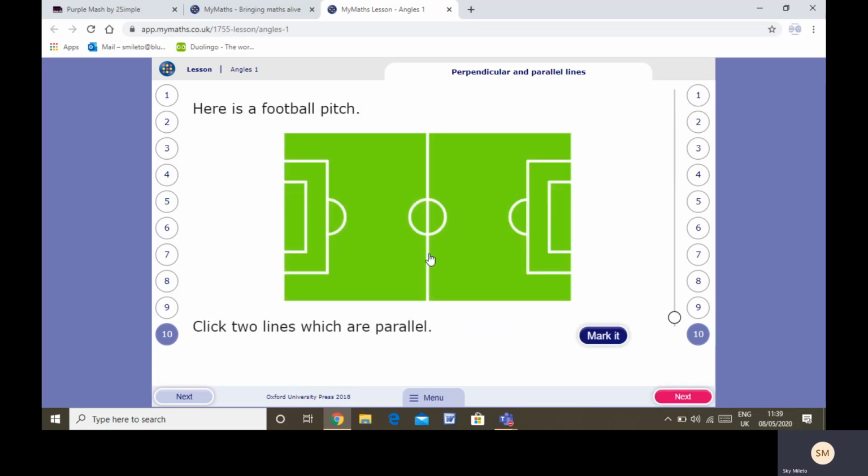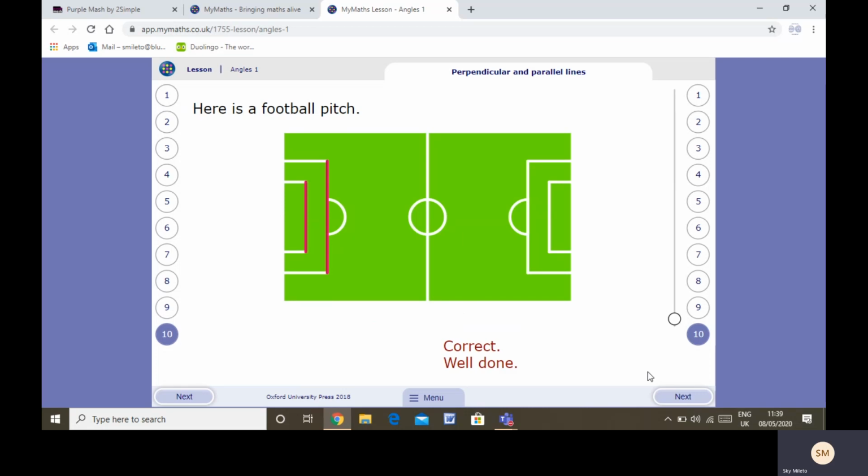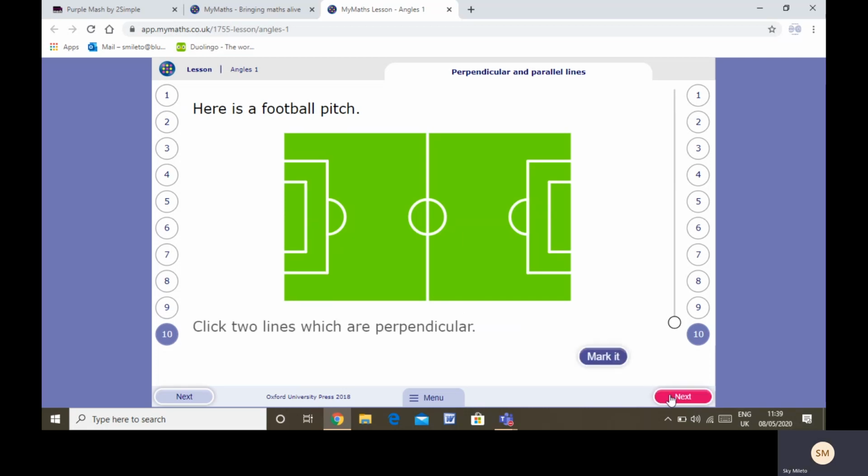So I went through that quite fast, but you can have a go at this. Click on two lines which are parallel. I can see that these two lines are running alongside each other and they're never going to touch. So I know that those two are parallel. Good. And which two lines are perpendicular? I can see this one is going horizontally and this one is going vertically. So these two lines must be perpendicular.